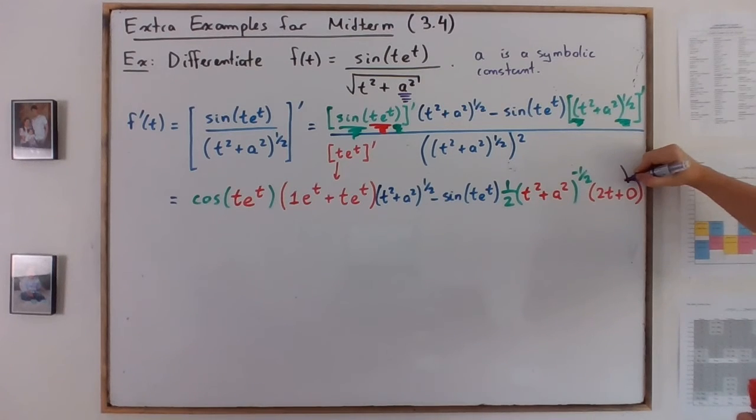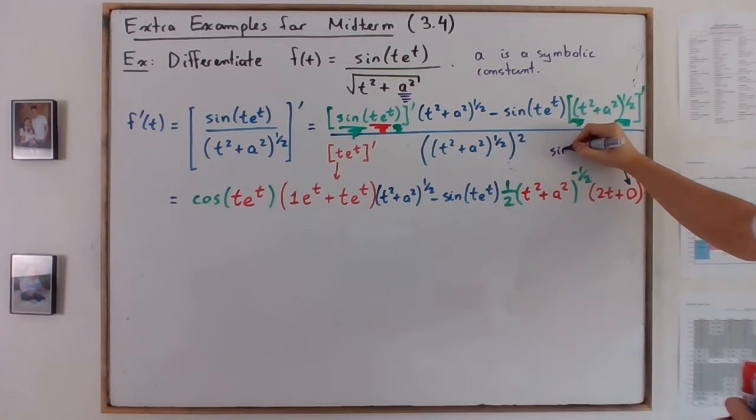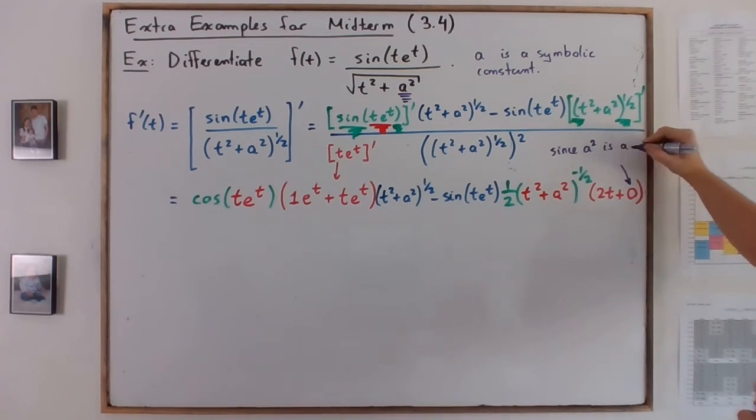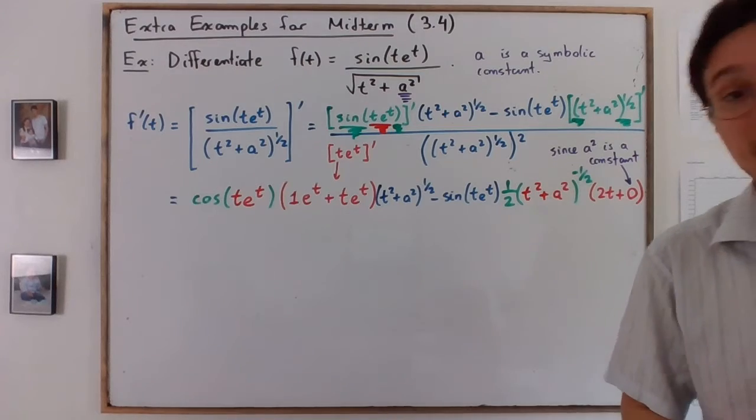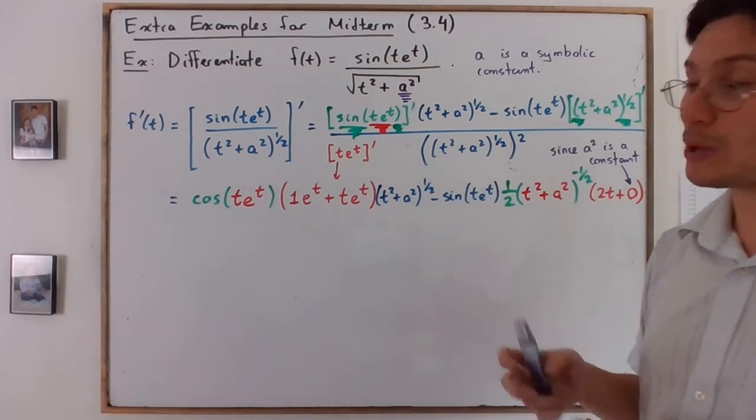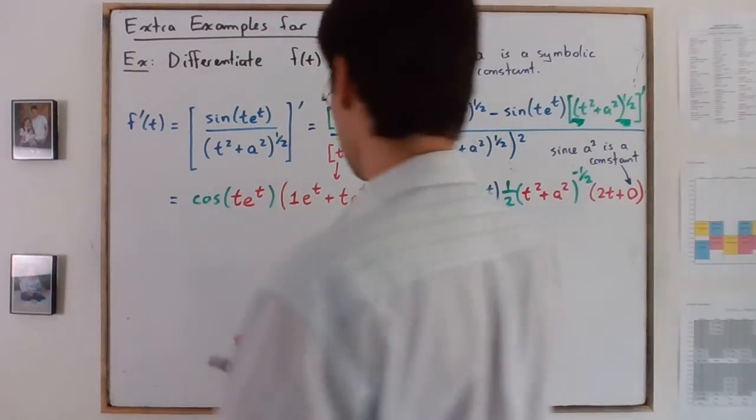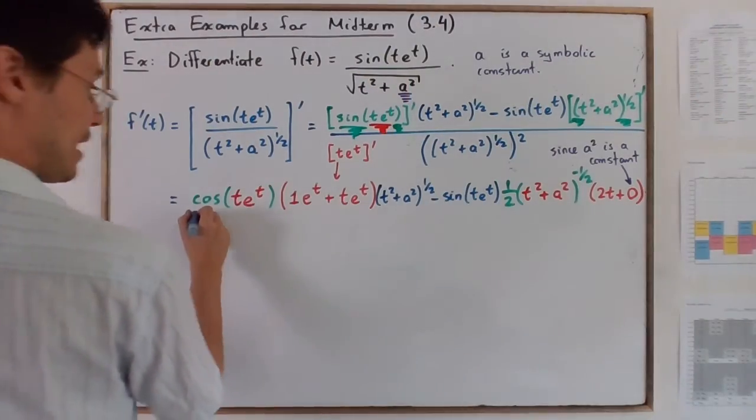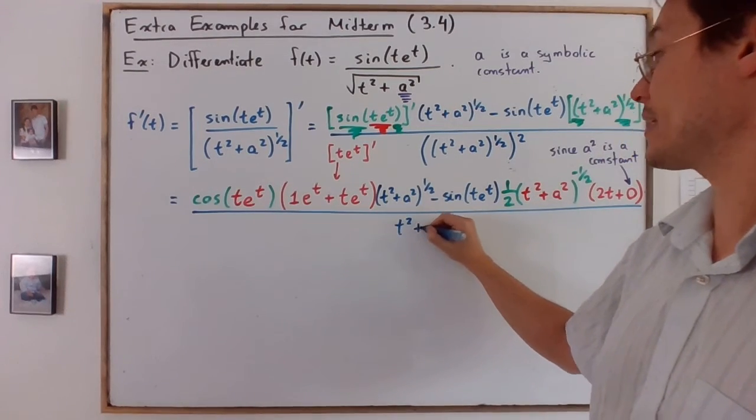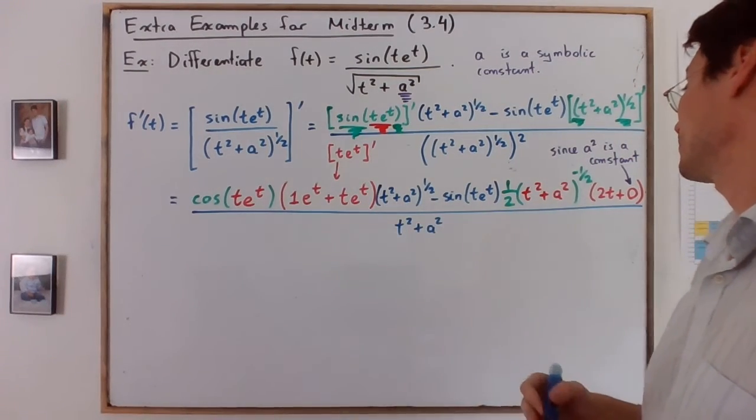Since a squared actually is a constant. And now, okay, let's take advantage of what we have here. So let's simplify the 2 and the 1/2 by multiplying these exponents. You will get just 1. So here we are. You'll have here just t squared plus a squared.